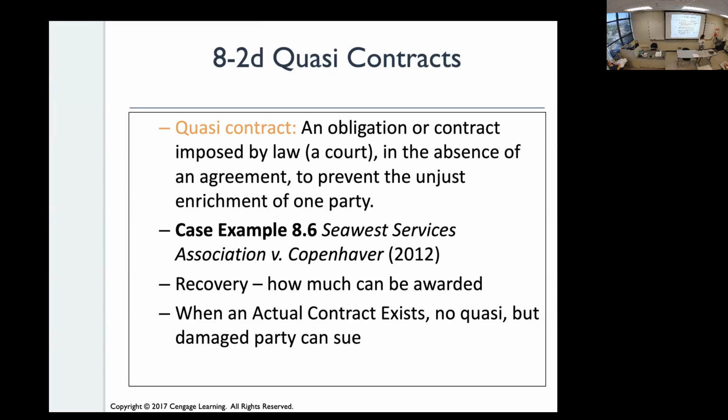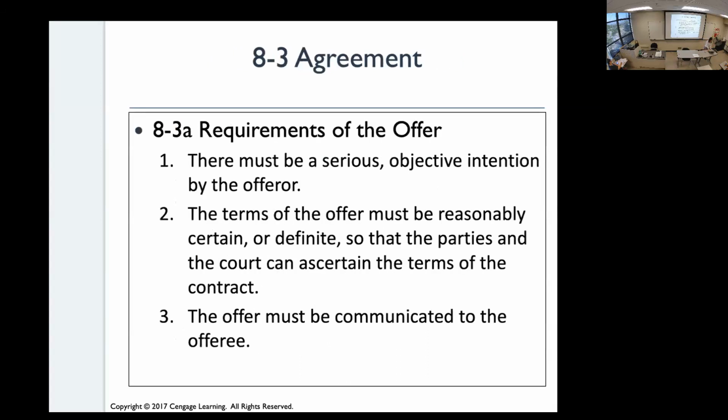Okay. There's always something that you have to decide with any recovery: how much can be awarded to the winning party, right? Yeah. And when an actual contract exists, not a quasi contract, the damaged party can still sue. Sometimes contracts will specify the types and amounts that can be recovered when something goes wrong, and things like that, right? When there's an actual contract.